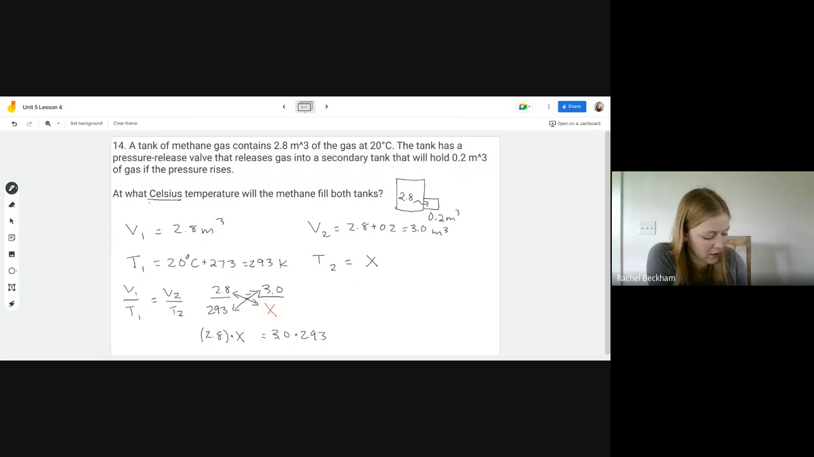So we need to do 3 times 293 for this right here. I'm getting that 2.8 times X equals 879. Now we can divide both sides by 2.8 to get that to go away. Divide by 2.8, and this is my temperature. But remember that that's in units of Kelvin, and it says at what Celsius temperature. So let's subtract 273 from that to get it back to units of Celsius. I'm getting 40.9, which can round to 41 degrees Celsius as my answer there.